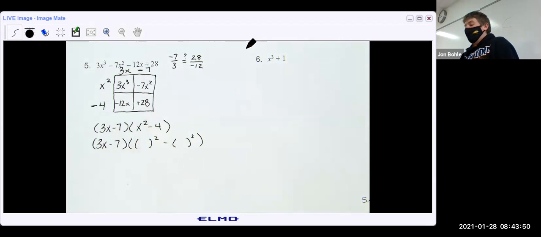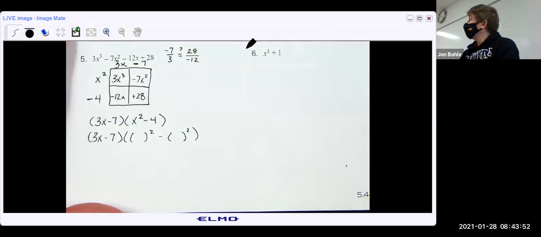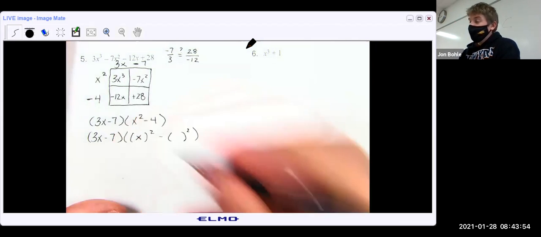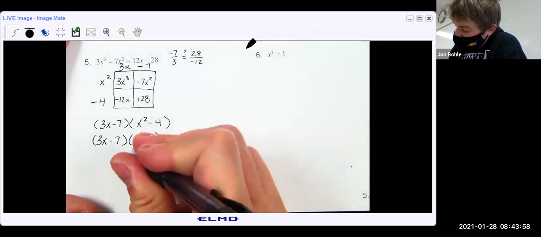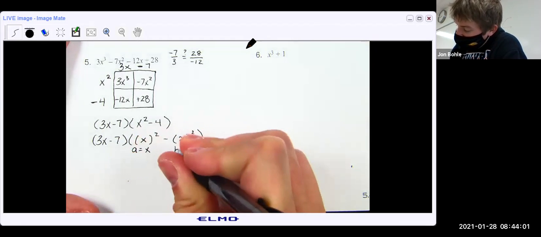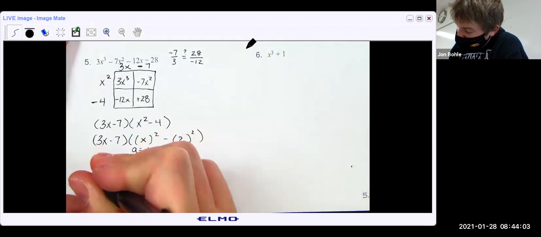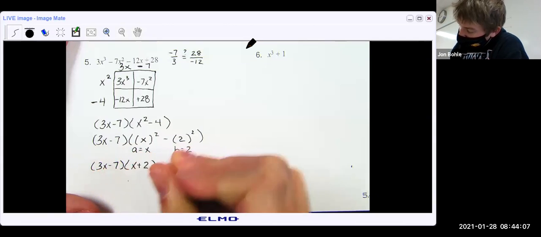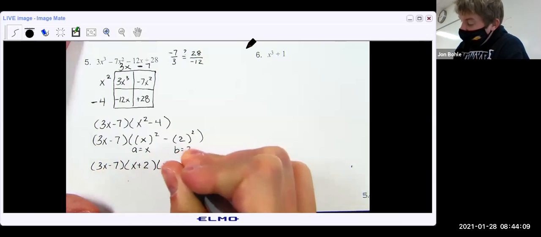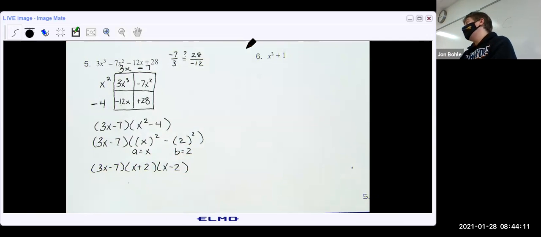What is the root of x squared? What is the root of 4? So now I have an a value, which is x, and a b value, which is 2. This is going to factor into 3x minus 7 times x plus 2 times x minus 2. And just following that special pattern cheat sheet.